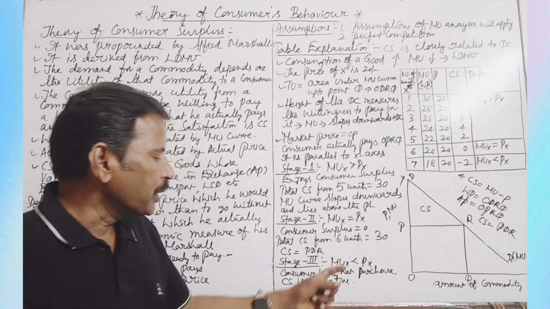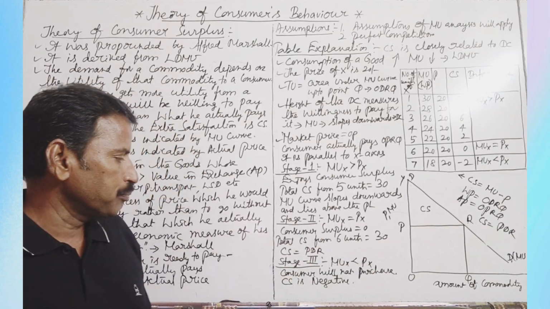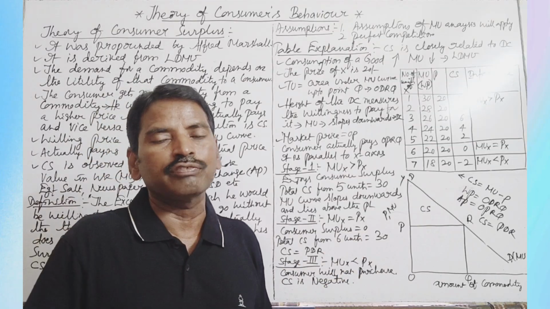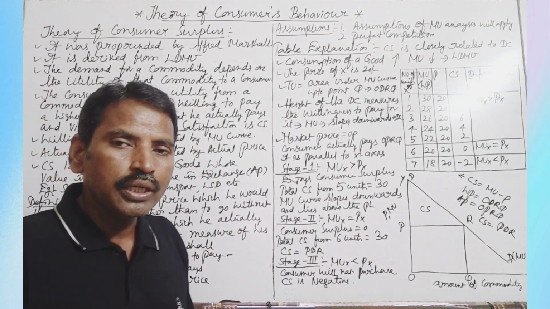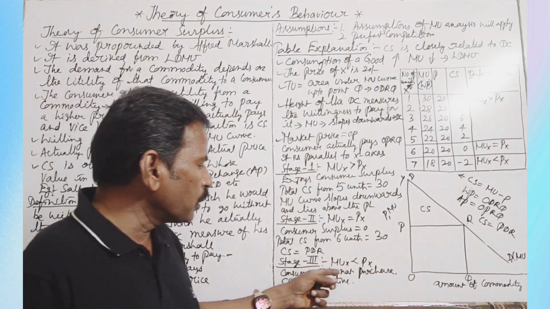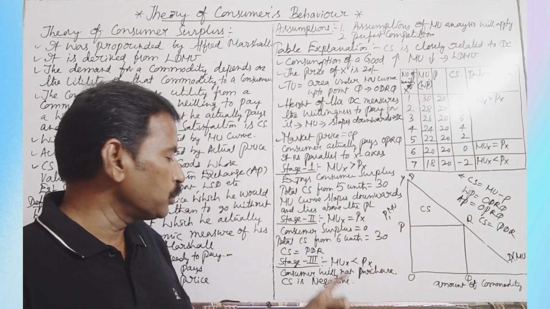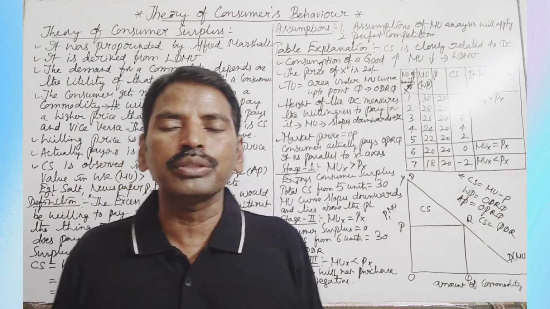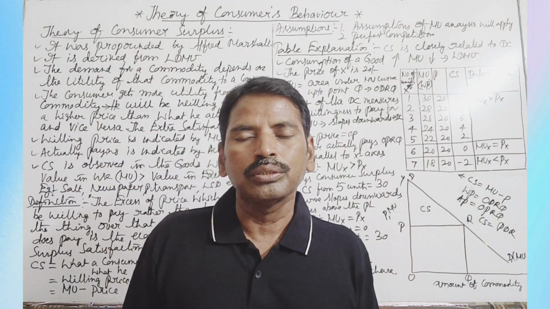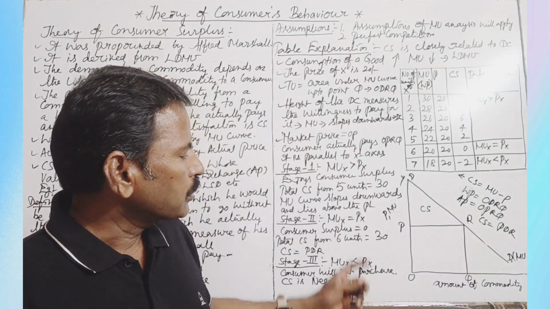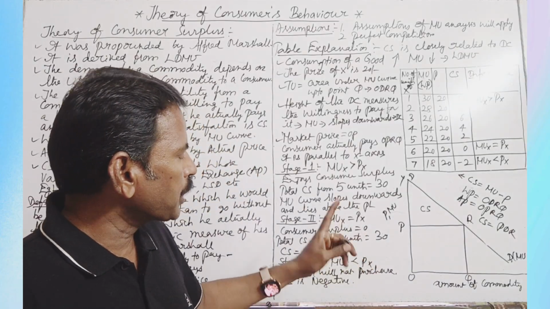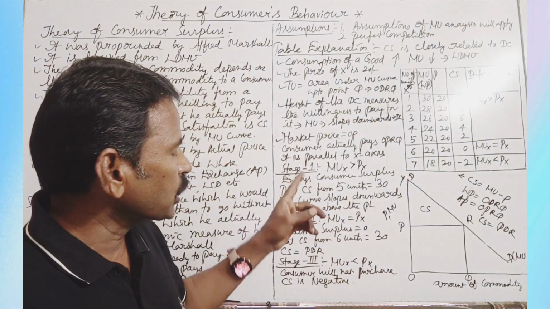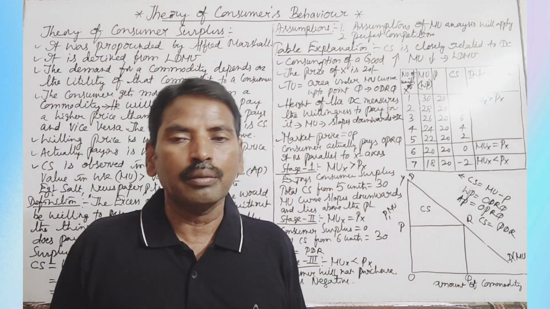Stage 3: MUX is less than PX. The consumer gets dissatisfaction and will not purchase. Consumer surplus is negative. So this is the information regarding the theory of consumer surplus, the table explanation and the diagram explanation.